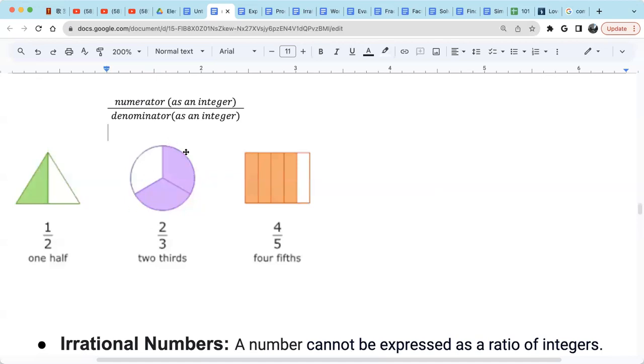2/3, we have a disk, right? Then the purple part is 2/3 of this disk, treating this disk as one thing. We're treating this rectangle as one thing, then the shaded orange color is 4/5. So, the fractions.